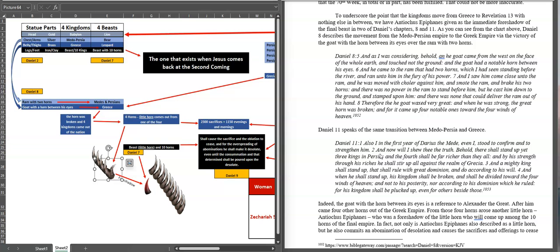Therefore the he-goat waxed very great, and when he was strong, the great horn was broken, and for it came up 4 notable horns toward the 4 winds of heaven." So that's where we're at right here with this information.